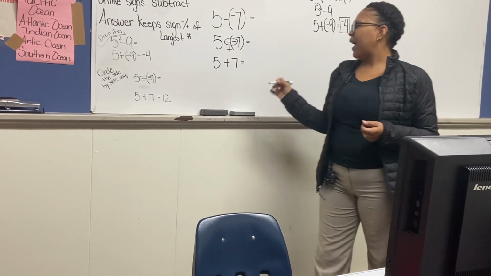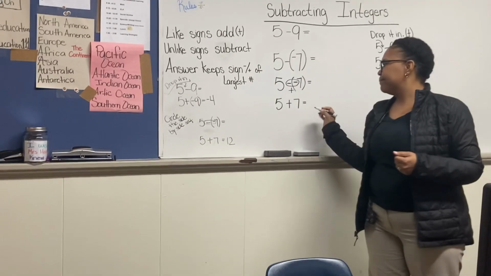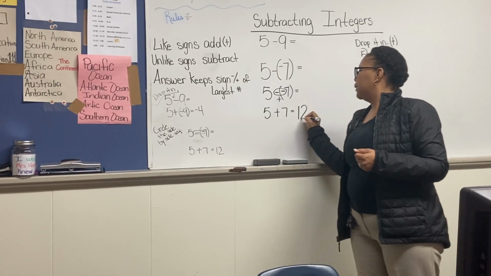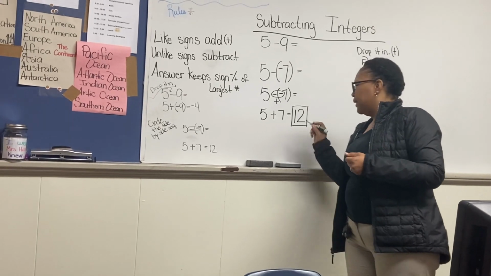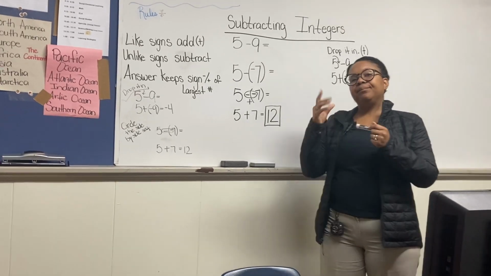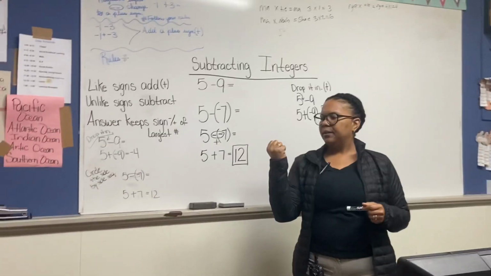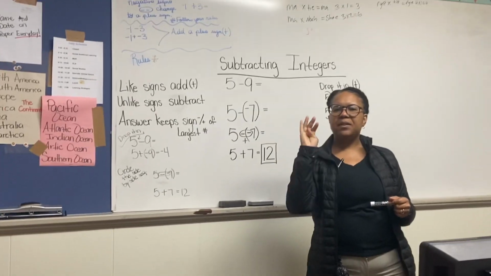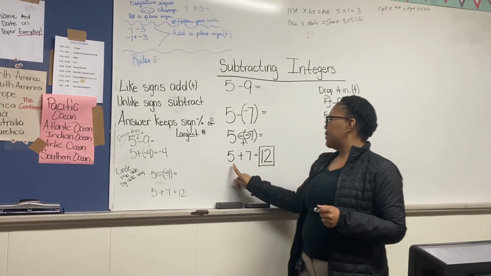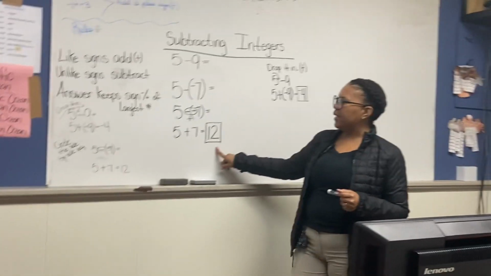And we know that 5 plus 7 is going to be what? It's going to be 12. How do you know that, Miss Hooper? I know that I can count up. If I have 7, I can count up 5: 8, 9, 10, 11, 12. Okay, so 5 plus 7 equals 12.